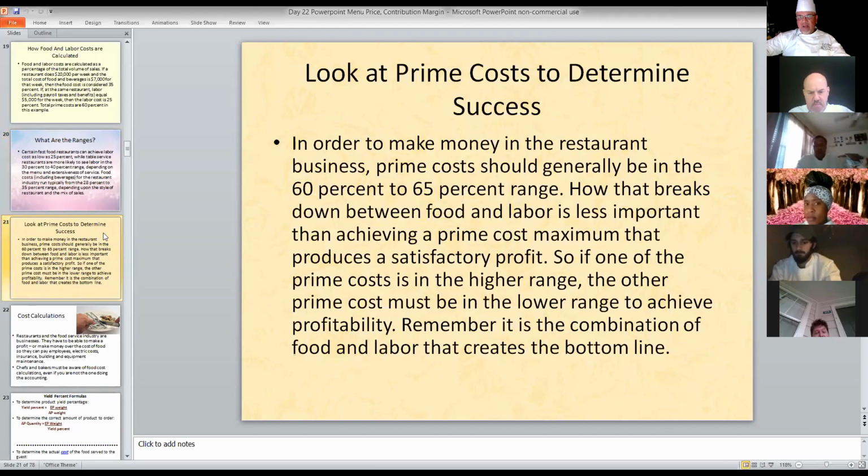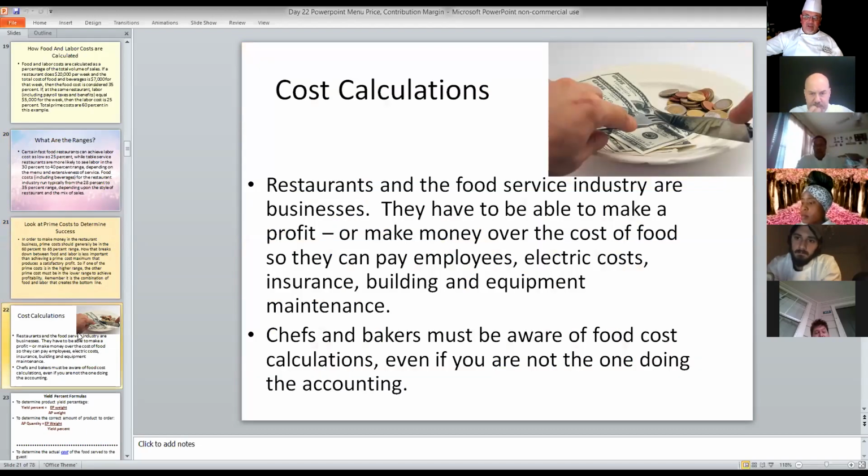Look at prime costs to determine success. In order to make money in the restaurant business, prime costs should generally be in the 60 to 65% range. How that breaks down between food and labor is less important than achieving a prime cost maximum that produces satisfactory profits. So if one of the prime costs is in the higher range, the other must be in the lower range to achieve profitability. Remember, it's the combination of food and labor that creates the bottom line. Bottom line is what you're looking for.